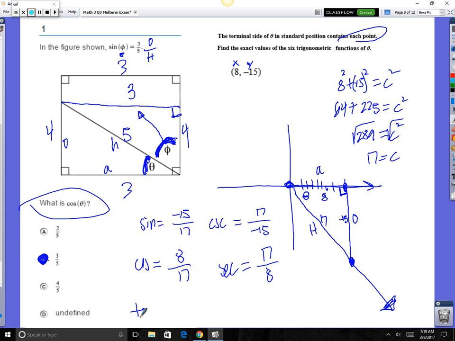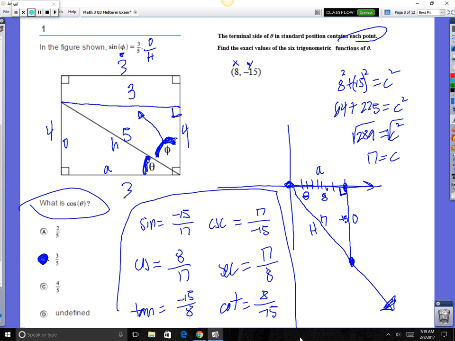And then the last one, tangent from theta, is O over A. So negative 15 over 8. And if I flip that, that's cotangent, 8 over negative 15. So these are the 6 trig ratios from theta if it goes through this dot right here.